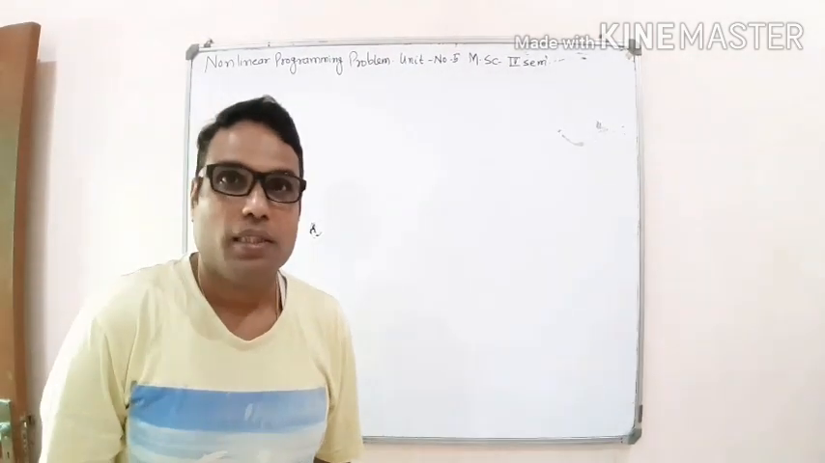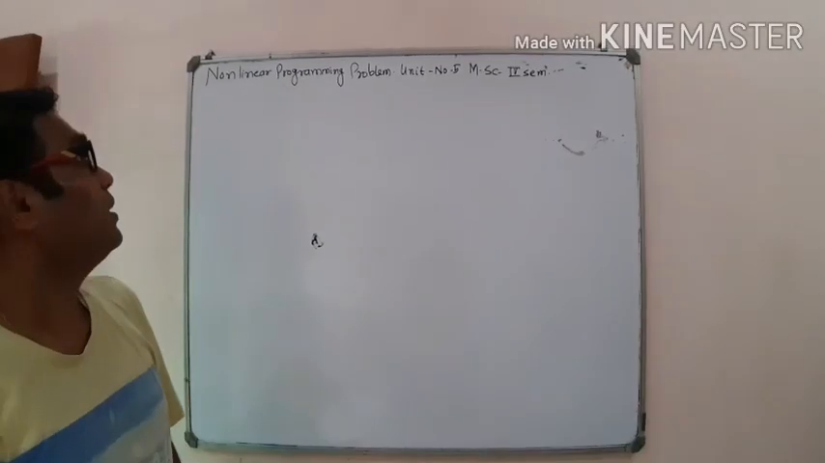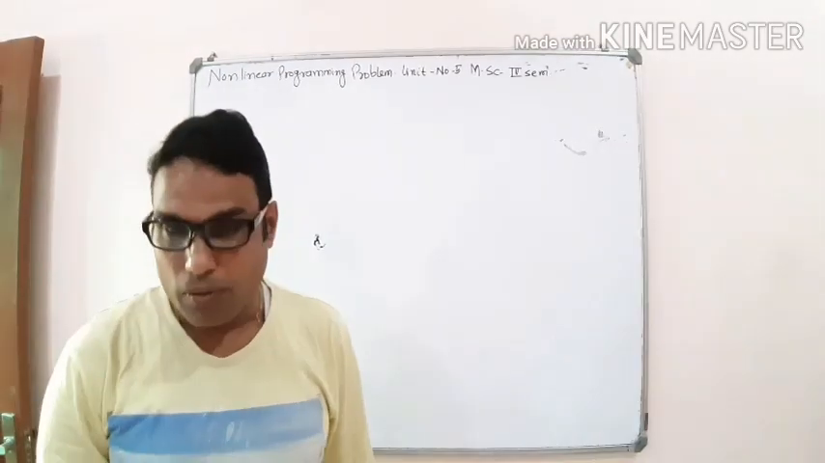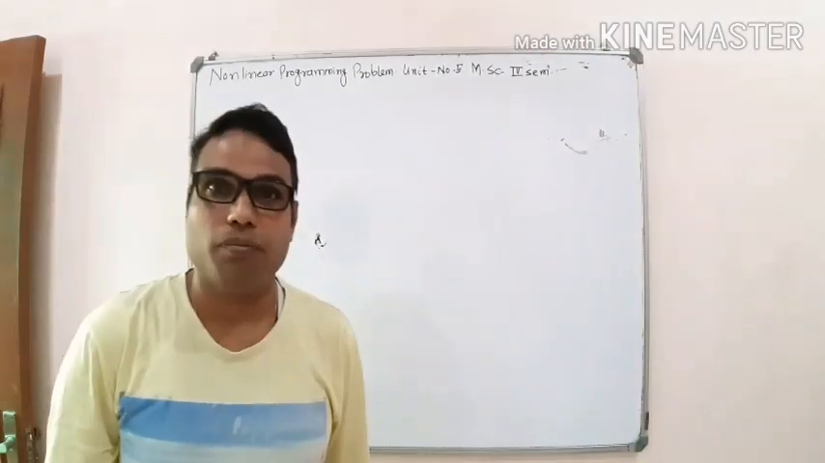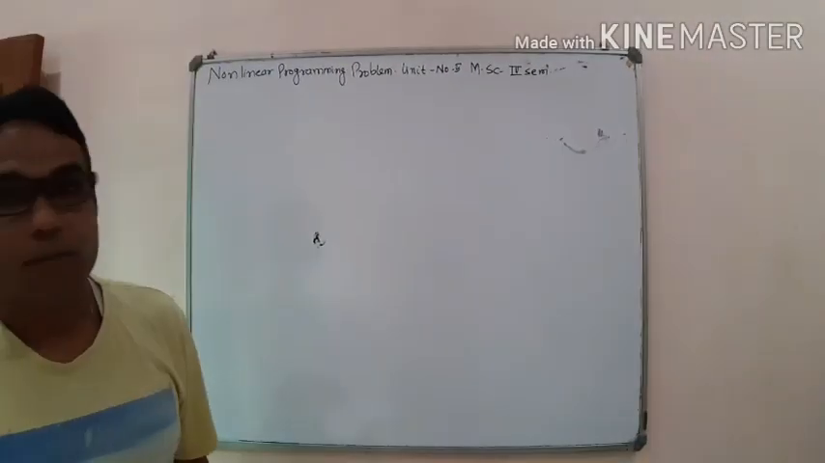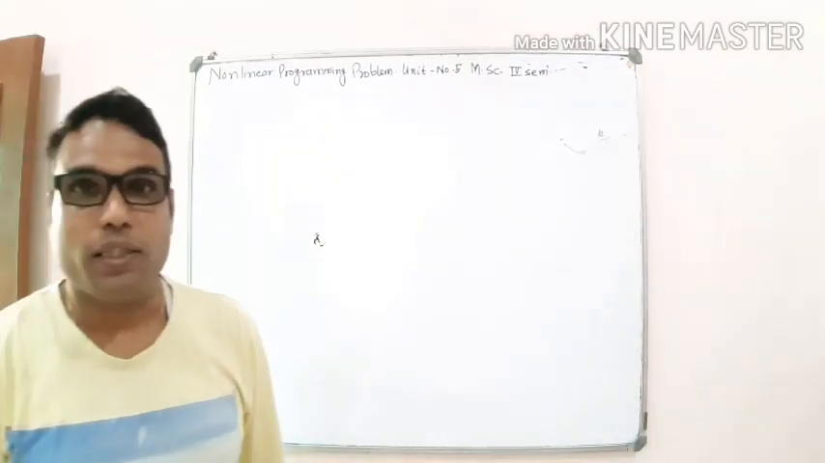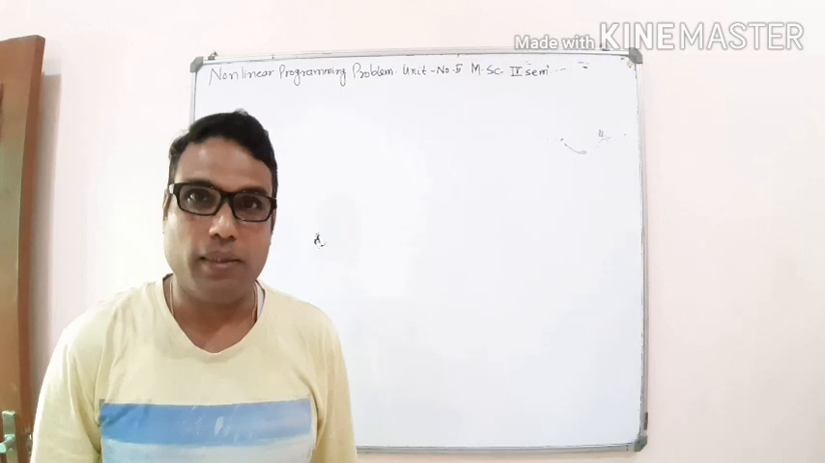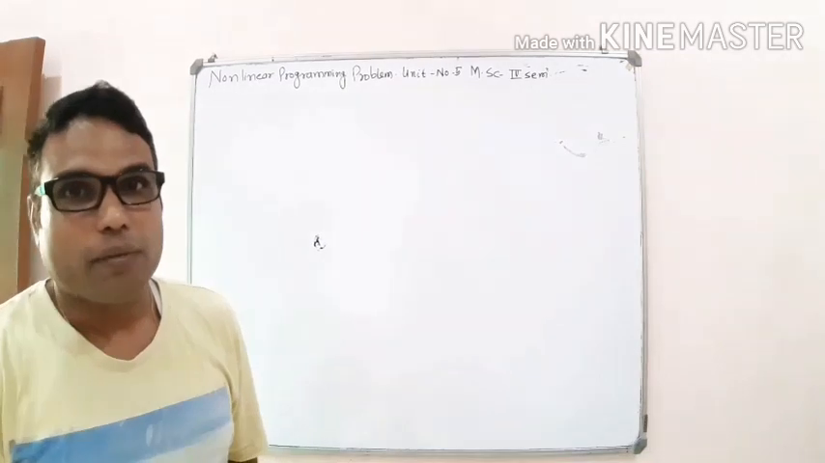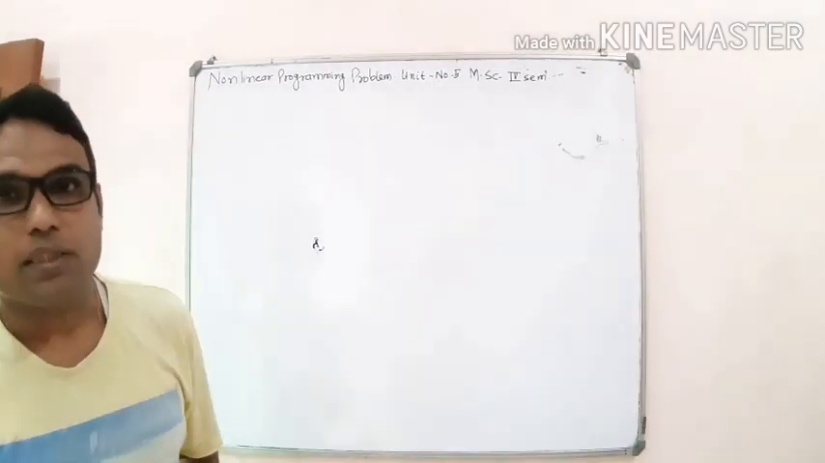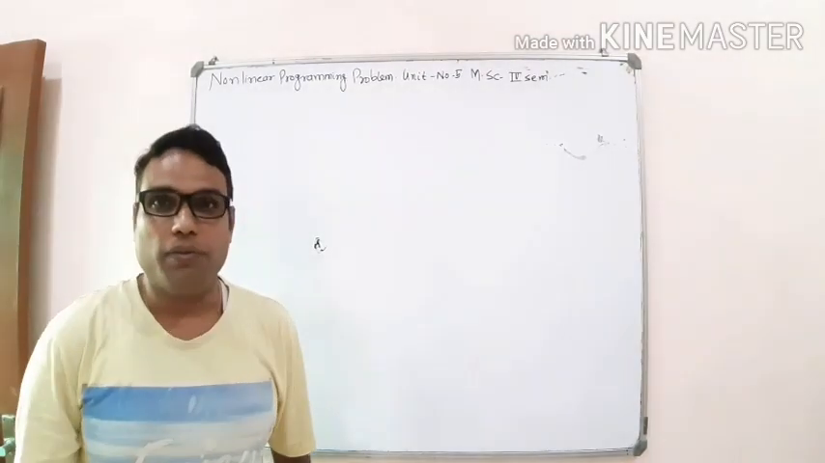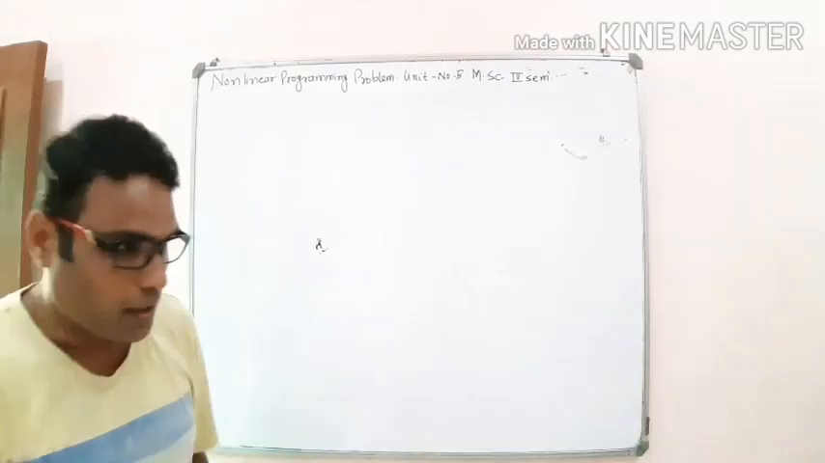Today we discuss the MSc 4th semester topic Nonlinear Programming Problem, which is in unit number 5. Basically, first we define the linear programming problem, then we discuss the nonlinear programming problem, then after that we discuss the solution of nonlinear programming problem by various methods. So first of all, we give a small introduction to the linear programming problem. In the third semester, we have already discussed the linear programming problem and the methods to simplify it. So what is a linear programming problem?